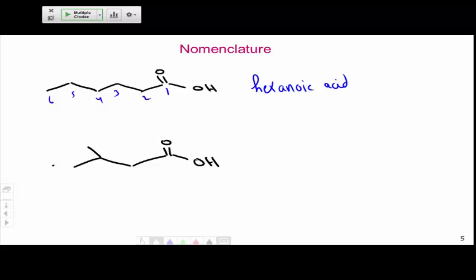What about the second one there? The second compound in the slide. What is the name of that? Very good. 3-methylbutanoic acid. Always a dash between a number and a letter. A comma between a number and a number. So 3-methylbutanoic, space, acid.